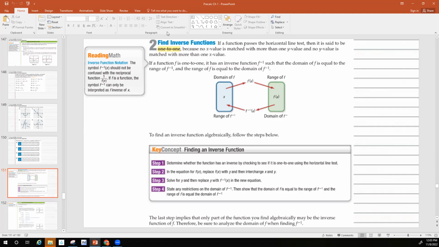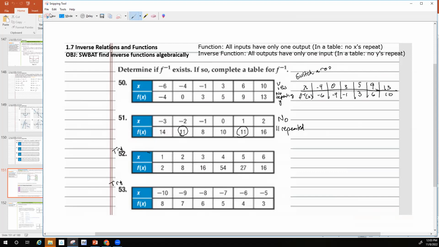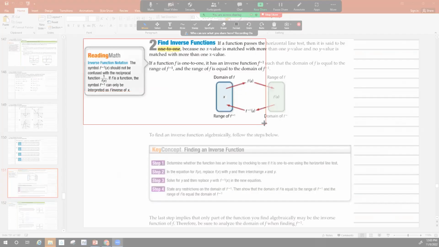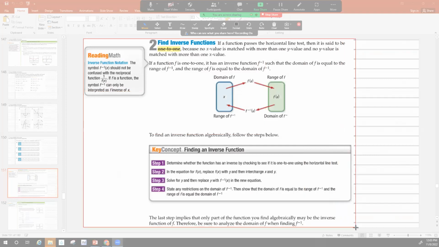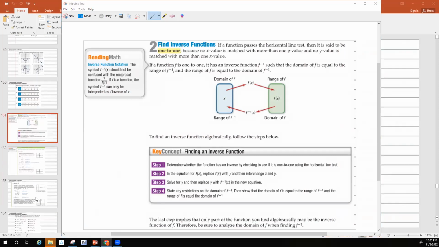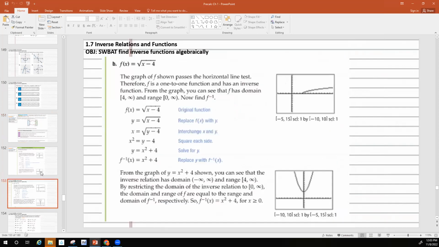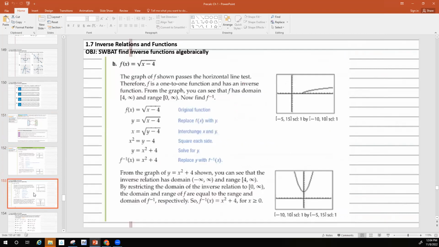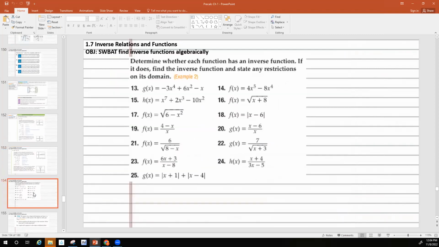All right, so let's put that on the notes. All right, you got an example.